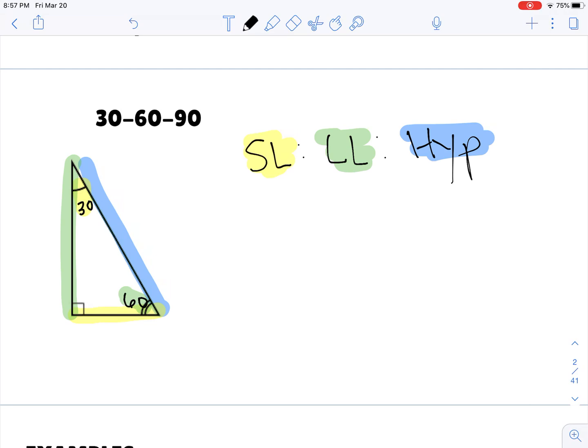So my short leg, if that has a length of A, we'll call it A. The long leg is always square root of 3 times longer than the short leg. The hypotenuse is always twice as long as the short leg. So they're all related to the short leg. The long leg is square root of 3 times longer than the short leg, and the hypotenuse is twice as long as the short leg. And this is the relationship you'll see in all 30, 60, 90 triangles.